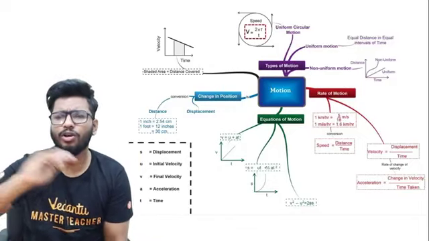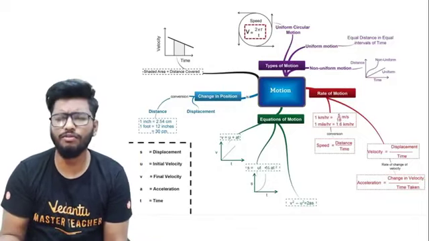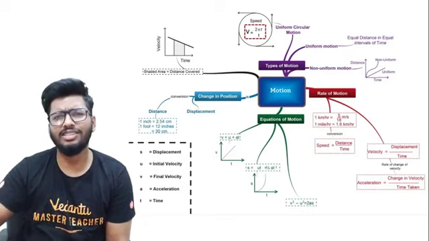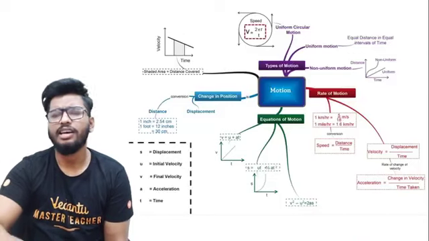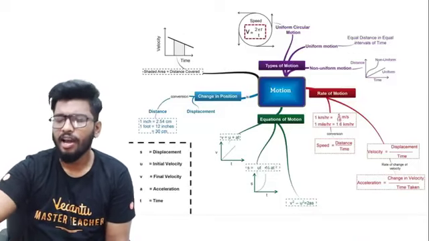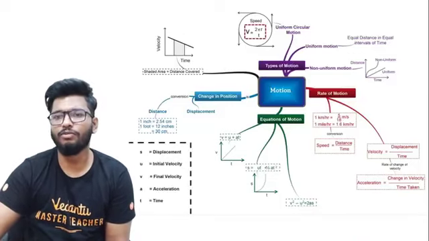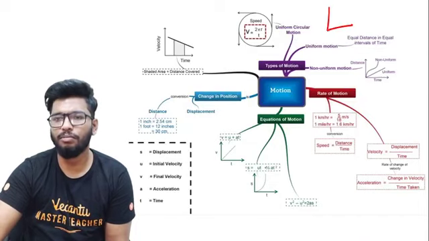What is uniform motion? What is non-uniform motion? Uniform motion is when a body is covering equal distance in equal intervals of time, whereas non-uniform motion is when a body is covering unequal distance in unequal intervals of time. And when you draw a graph of uniform motion, basically the graph would be a linear graph.